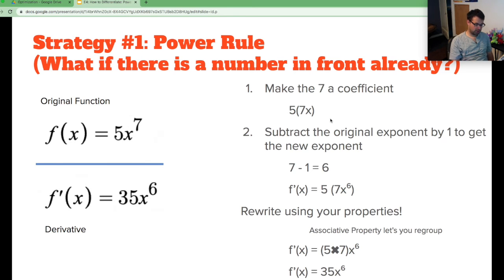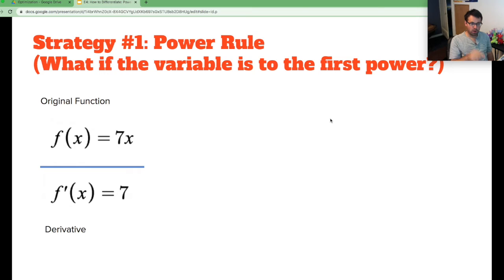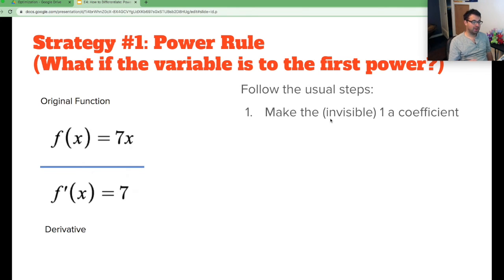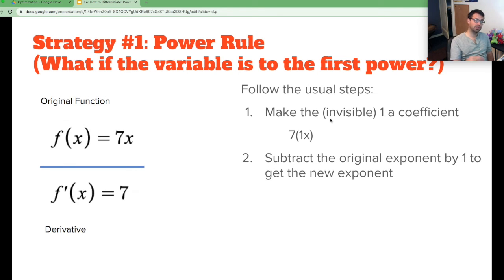Two more special cases we need to do. Original function we talked about. Well, let's follow the usual steps. Make the invisible, this time 1, a coefficient. So we get 7 times 1x. Looks a lot like our last example. Subtract the original exponent by 1 to get the new exponent. Well, 1 minus 1, mind-blowing, it's 0. So 1 minus 1 is 0, so when we rewrite this, we get f prime of x is equal to 7 times 1 times x to the 0 power.